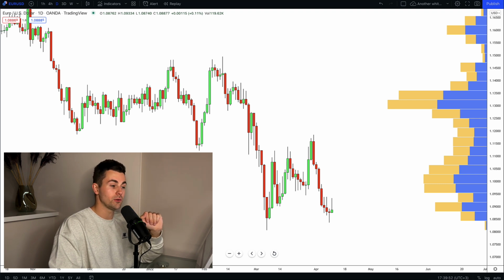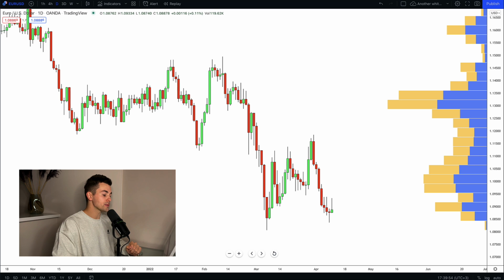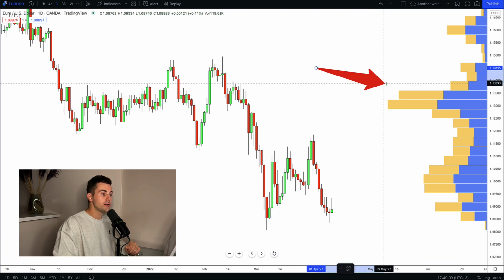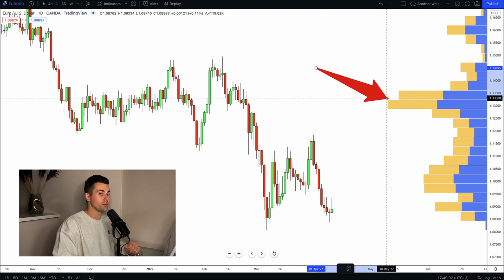For structure analysis, our task right here is to identify the high volume nodes and low volume nodes. Here we have a high volume node, a sudden peak in volumes, a sudden spike in volumes.